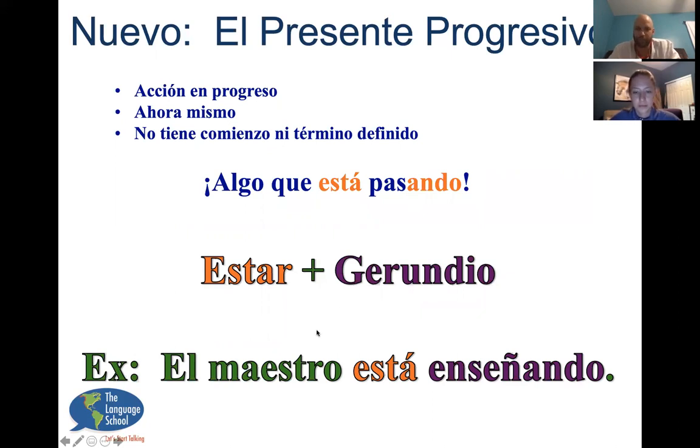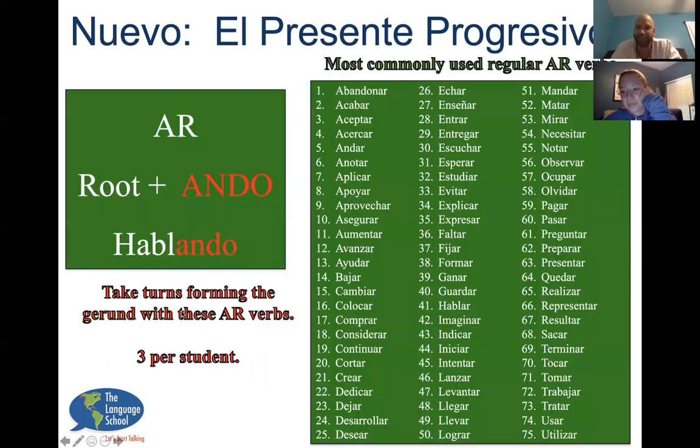So the present progressive, we use it to talk about actions in progress, acción en progreso. Typically speaking, it's an activity that's happening right now, ahora mismo, although it can refer to just an ongoing event in your life as well. And another important piece of the present progressive is that it doesn't have a well-defined start nor finish. We don't know when it started. We don't know when it ended or if it ended, right? Por ejemplo, el maestro está enseñando. The teacher is teaching. Right now, the teacher is teaching. That's a true story.